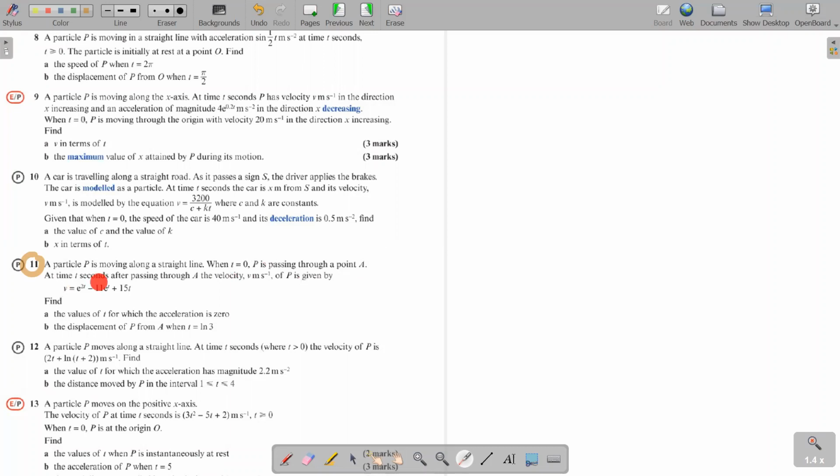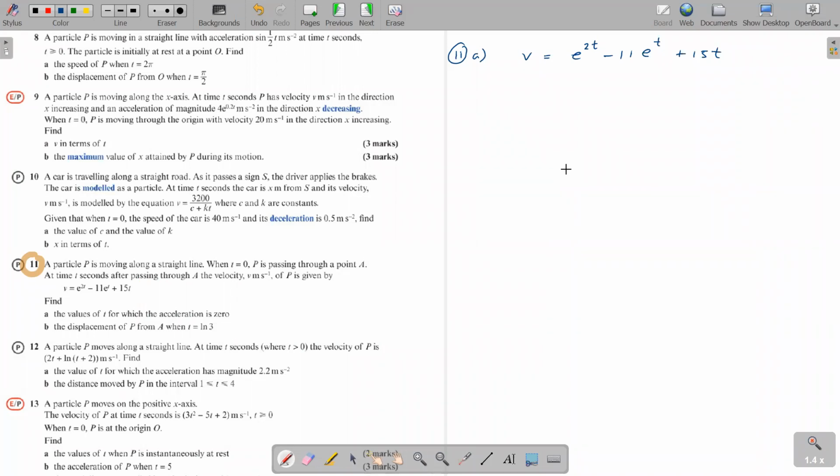Because they say at time 0, the particle is passing through a point A, which is definitely outside of the origin. So at time t seconds after passing through A, the velocity v of P is given by e to the power 2t minus 11 e to the power t plus 15t. Find the values of t for which the acceleration is 0. Okay, so before you go to find the values of t for which acceleration is 0, what do you need to do first?